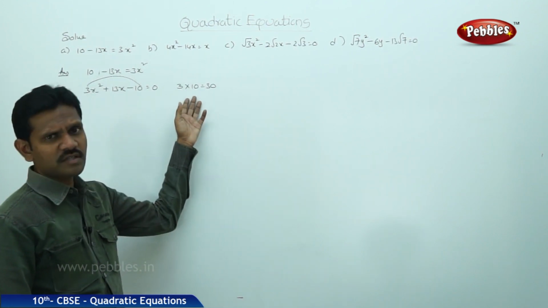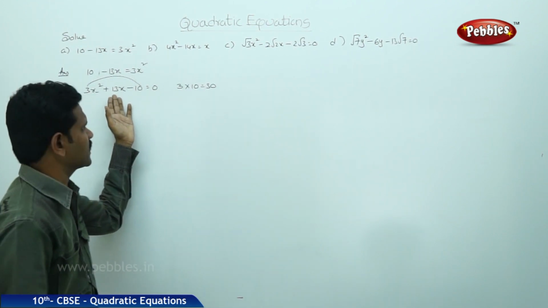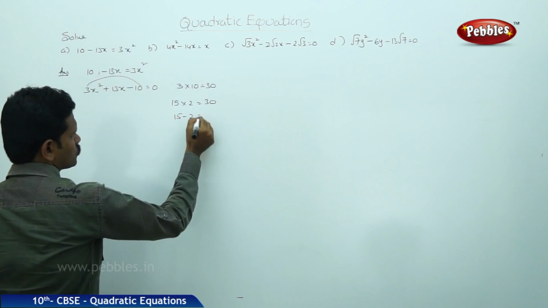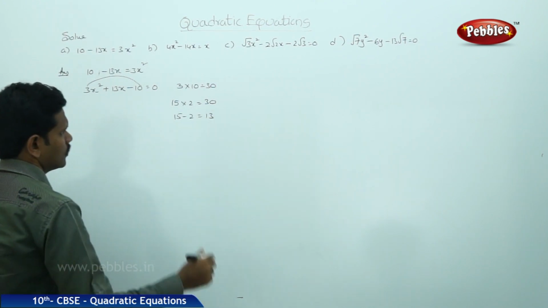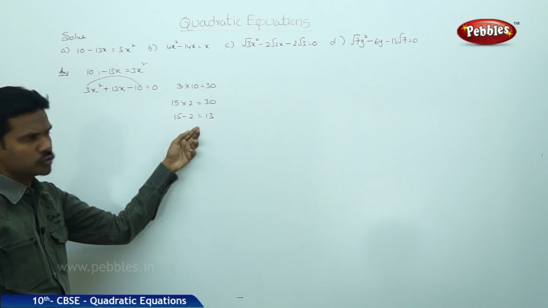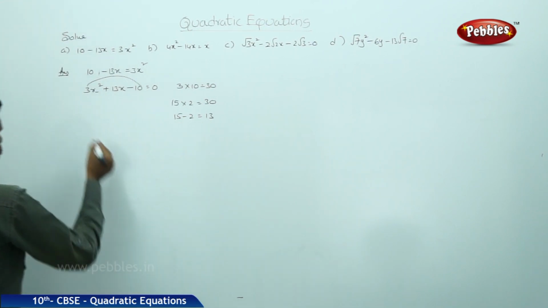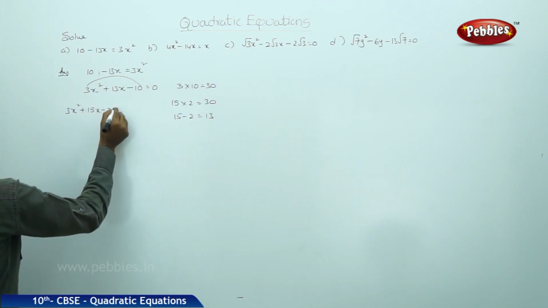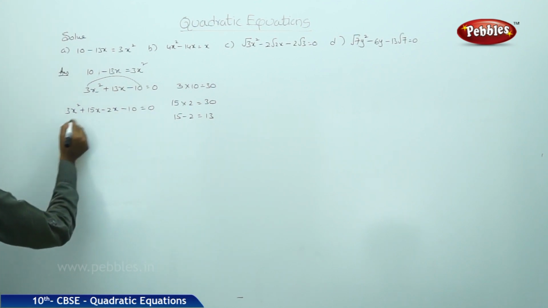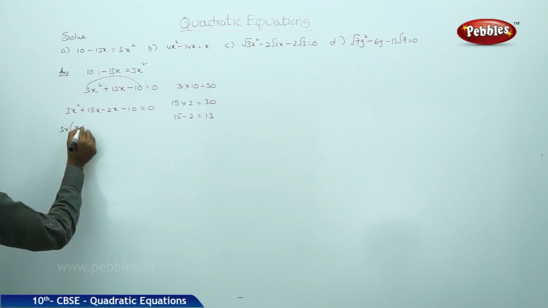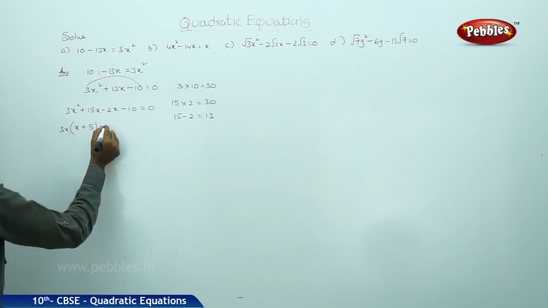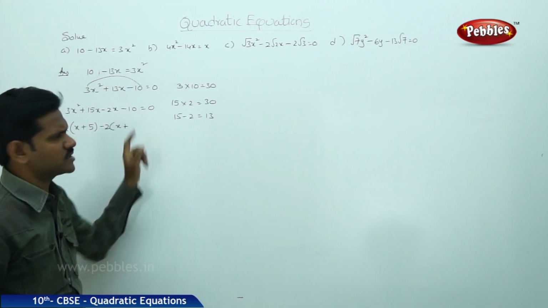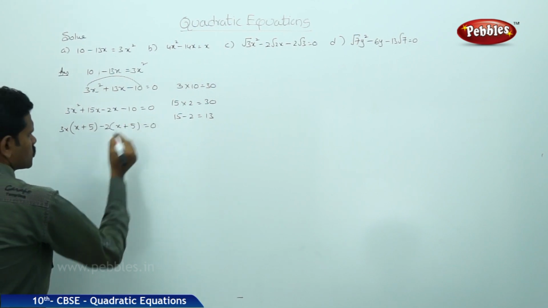Then find the factors of 30. After subtraction we must get the number 13, that is, 15 twos are 30, 15 minus 2 is equal to 13. Now you have to arrange the numbers 15 and 2 to get plus 13, that is, 3x square plus 15x minus 2x minus 10 is equal to 0. From these two parts take 3x common, then x plus 5, since 15 by 3 is 5. Minus 2 common, x plus 5, when you take minus as common the inside symbols will change, is equal to 0.